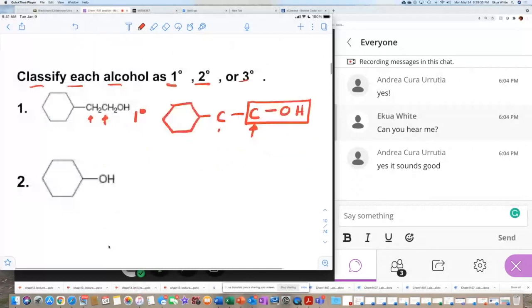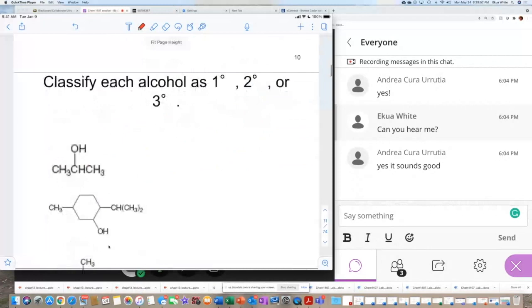Okay. With this one here, there's no need to redraw because my alcoholic carbon is right here, part of the ring structure. So we're trying to figure out how many carbons are attached to that carbon. Well, look to the side. There's a carbon here. Look to the other side. There's a carbon here. 2, right? So secondary.